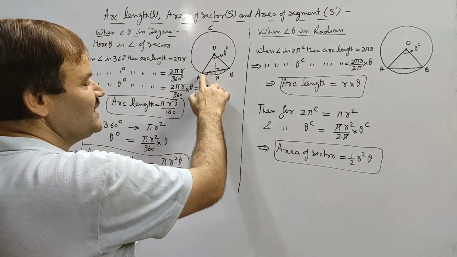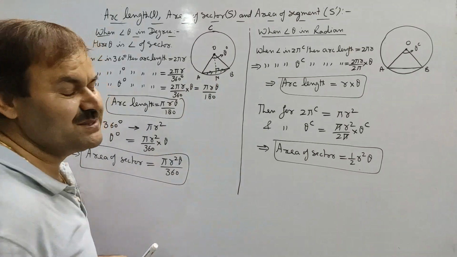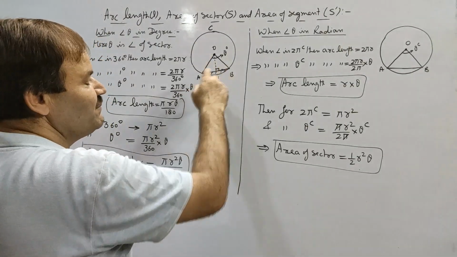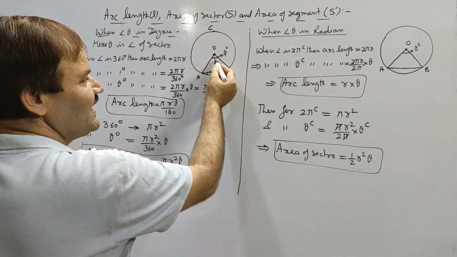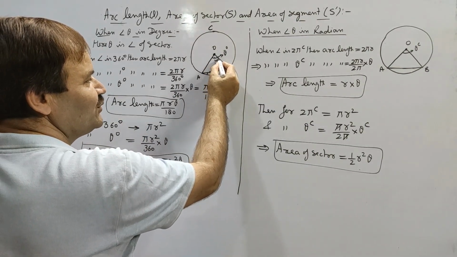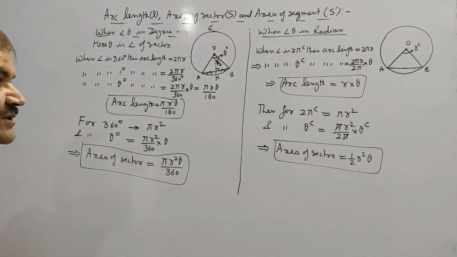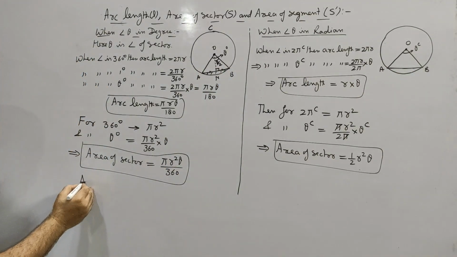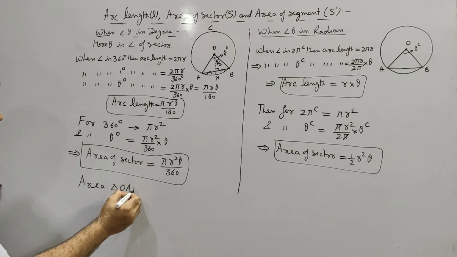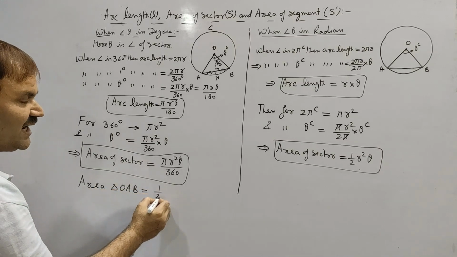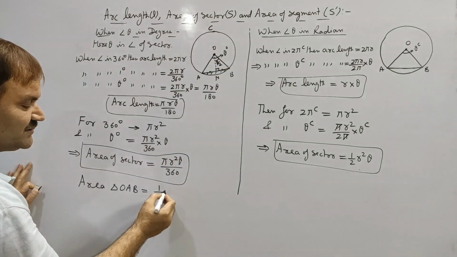So N will be the midpoint of AB, and AB is the base of triangle OAB. Also, this normal will divide the angle of sector into 2 halves. So this angle will be theta by 2. So now area of triangle OAB is equal to half base into height.